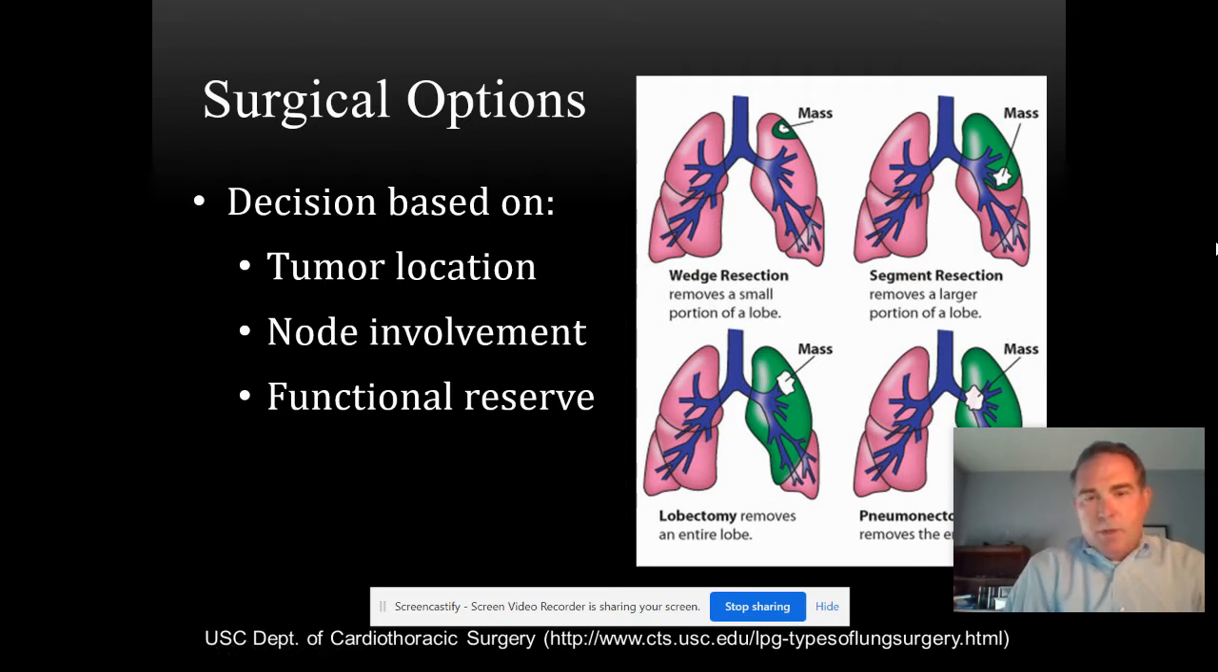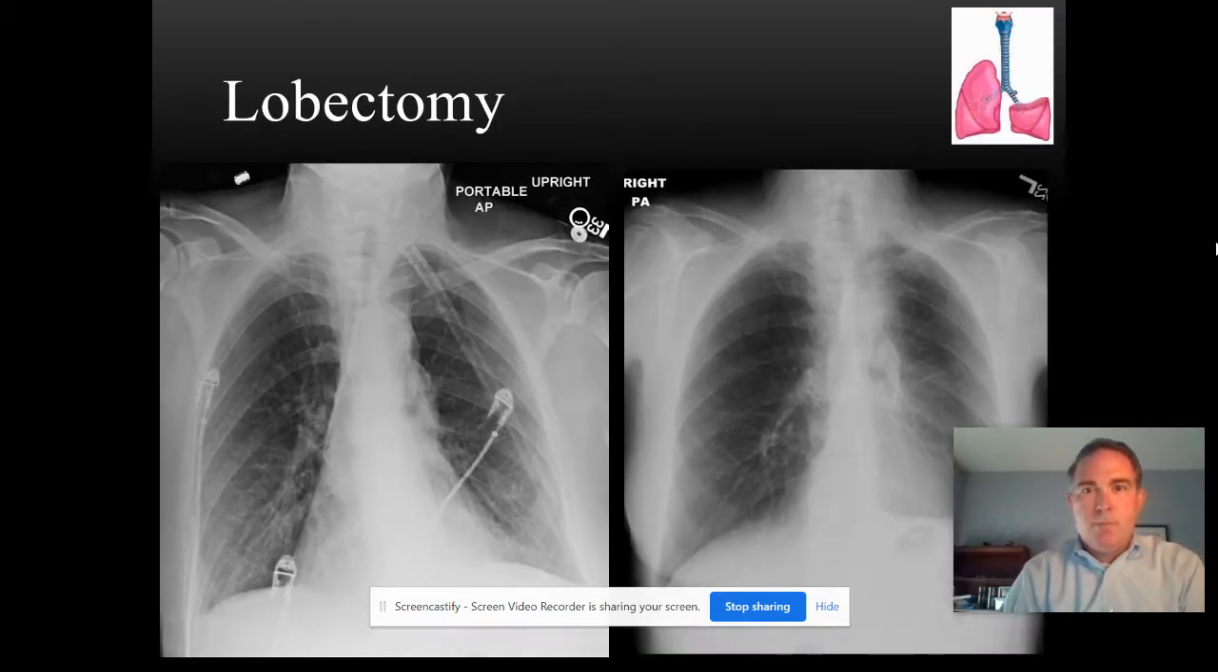And the decision on which one of those is appropriate is a combination of size of the mass or nodule, location, and functional reserve of the patient. It's a typical postoperative lobectomy. Just by looking at it, it's not always easy to tell what lobe was taken, but you can see elevation of the left hemidiaphragm that will remain there chronically. Sometimes it'll even look like they have a small left effusion, but that's just the diaphragm being pulled up.